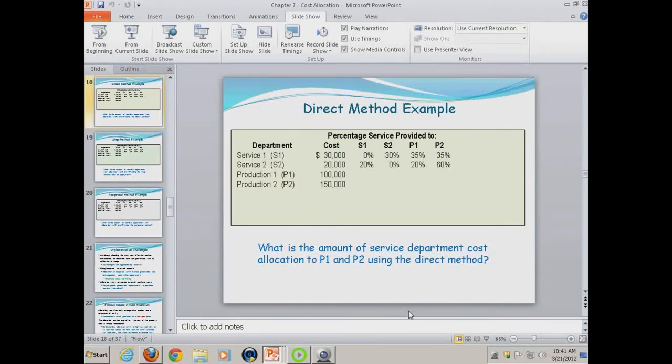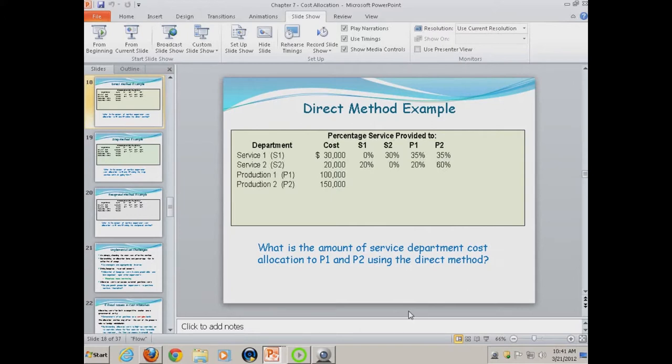Okay, who did it? Come on up. With the direct method, we allocate the service cost directly to the production departments, so ignore the percentage to each other. With service department one, 35% of the total cost went to production one, and 35% went to P2. So that was a 50-50 split. So 50% of 30,000 is 15,000, and the other half, 15,000, goes to production department two.